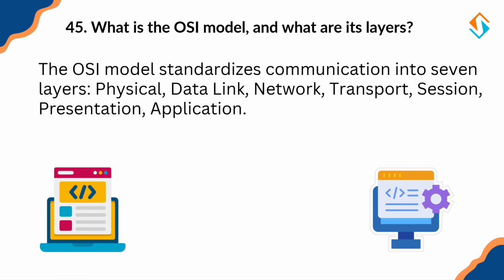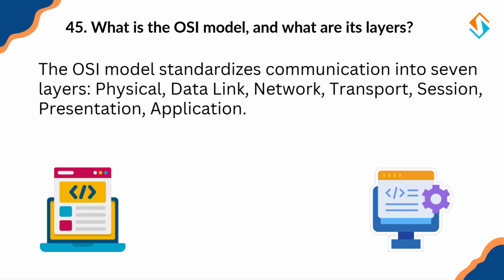What is the OSI model and what are its layers? The OSI, Open System Interconnection Model, is a standard framework for network communication. There are 7 layers of the OSI model. First one is physical layer, hardware, cables, network card. Second is data link layer, MAC addresses, Ethernet.